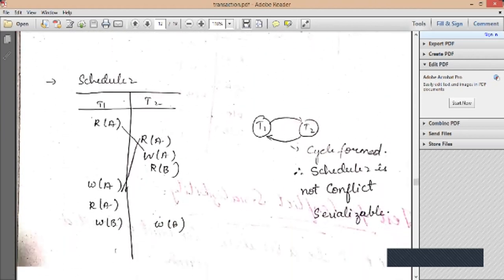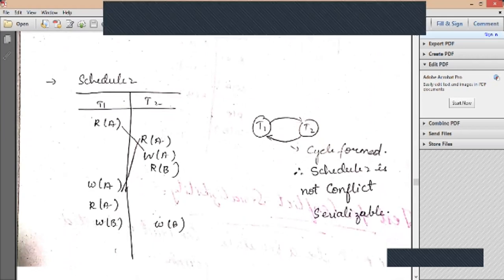Okay, and there is one more example where you find read of A, then read of A, write of A. Since there is a conflict from T1 to T2, we are drawing an edge from T1 to T2. Then after write of A, read of B. Then again you have write of A, and this is in conflict with read of A. That means from T2 it will go to T1, so that's why we are drawing an edge from T2 to T1.